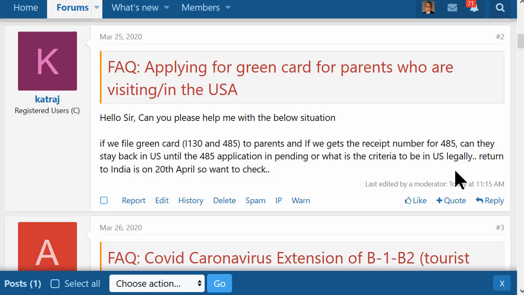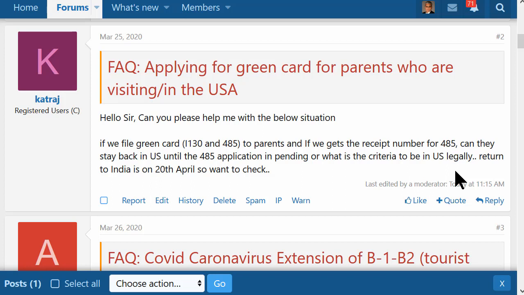But if you apply for their 485 along with the I-130, within their tourist visa period, there is absolutely no problem. They can continue to stay in the USA while the 485 is pending. No question about it. Okay? And if they want to travel, they have to wait for the advance parole. Once they get the advance parole, they can travel and come back as they like within the life of the advance parole. Sir, you go ahead with your question.